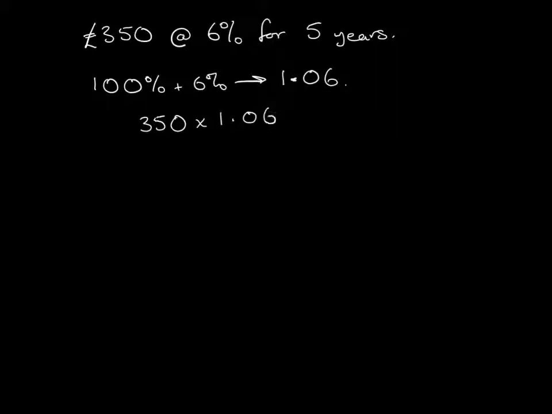1.06, we're doing it 5 times, so to the power of 5. It's up to you whether you put the brackets in. I just like it to keep that neat. So 350 times 1.06 to the power of 5 is, wait for it, £468 and 38 pence.